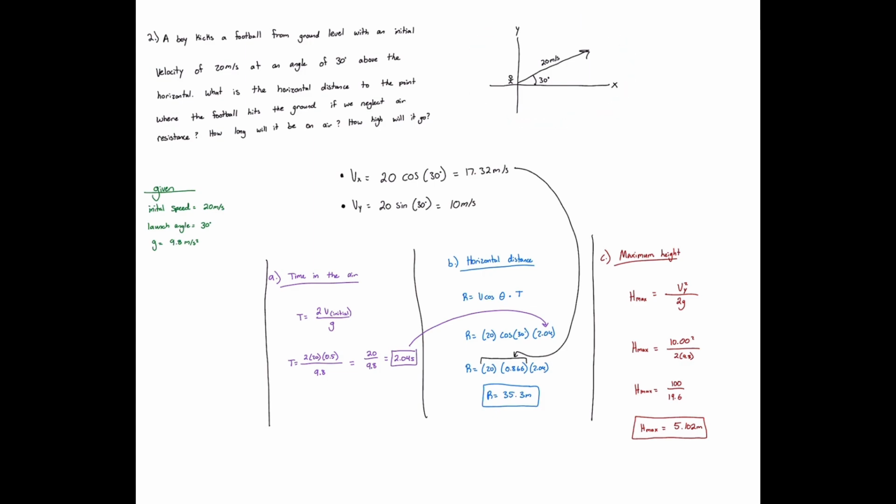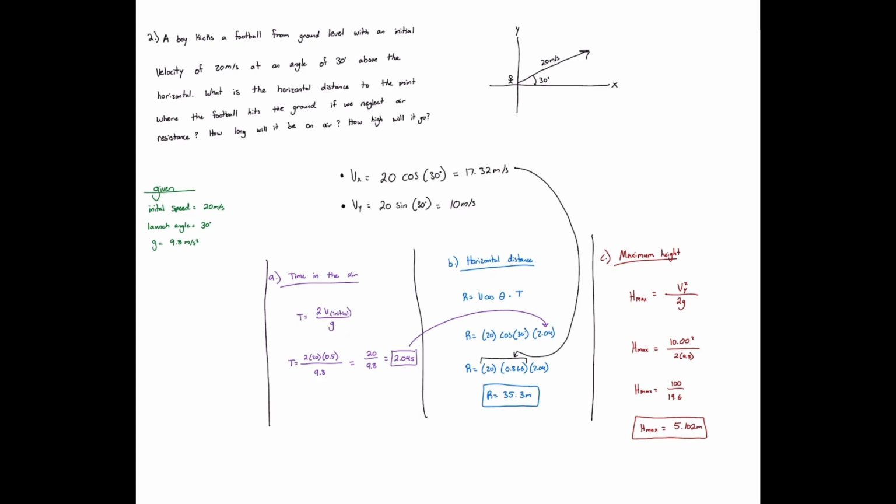Any time we launch something at an angle, the first step is to split the velocity into horizontal and vertical parts, which is seen here. Now to find time in the air. The ball starts on the ground and lands on the ground, so we can use the formula for time of flight, which is seen here. So the ball stays in the air for a little over 2 seconds.